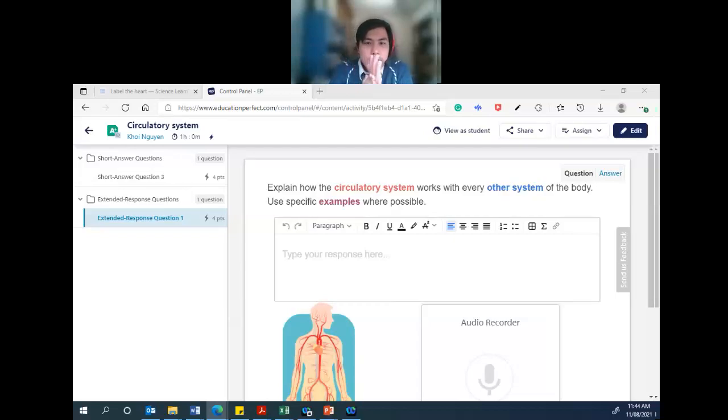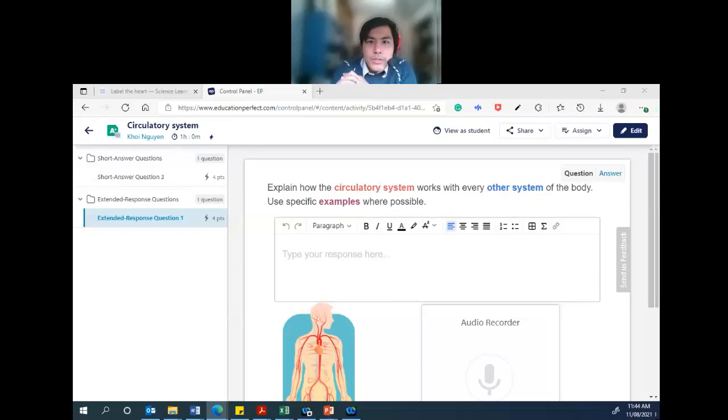Georgia says it works with the respiratory system. Yes, so the blood goes to the lungs, and the oxygen from the air goes into the blood, and then that blood is carried away and supplied to the rest of the body. That's good. We also need to remember that the carbon dioxide from the blood is released into the lungs and then exhaled into the air as well. So that's good.